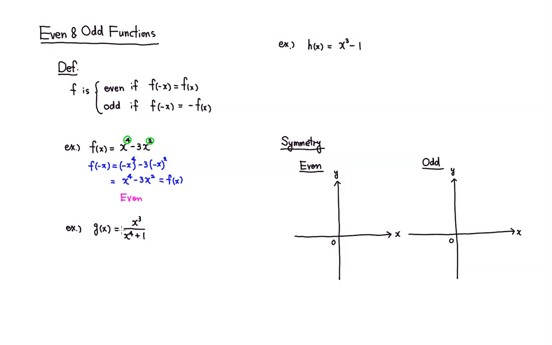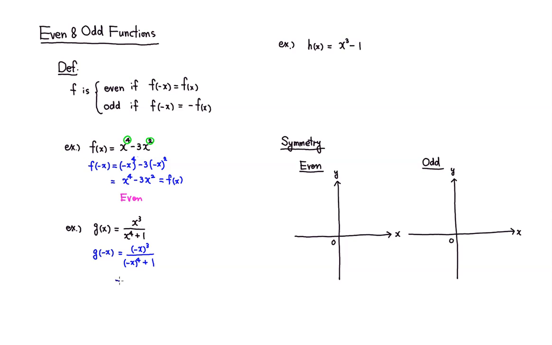Next one might be a little bit tricky. g of x is x cubed over x to the fourth plus 1. So we're going to compute g of negative x. Every time you see x, we put the negative x there. So negative x cubed over negative x to the fourth power plus 1, which is still plus 1.